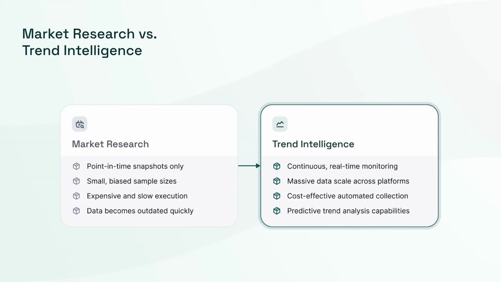Modern trend intelligence, in contrast, takes a completely different approach. Instead of asking people what they might do, we observe what they're actually doing in real time. Instead of small samples, we can analyze millions of data points. And instead of expensive studies, we can automate data collection and analysis. And most importantly, instead of backward-looking insights, we can build predictive models that help anticipate what's coming next.